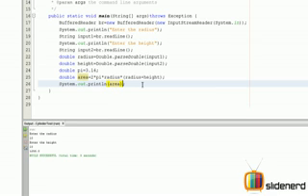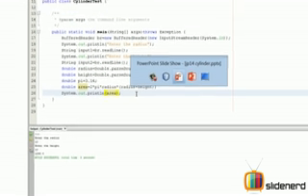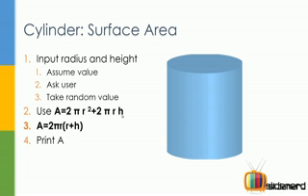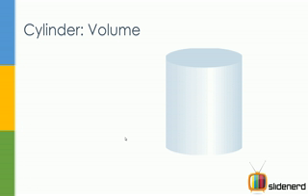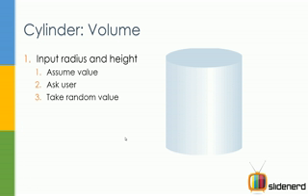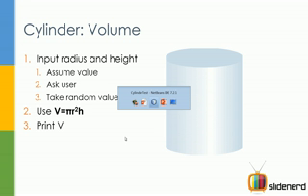Now let's go to the volume of the cylinder. Let's get this over with. So now the volume is the same stuff. You have input. There are three things you can do: assume the value, ask the user, or take a random value. We use the formula V is pi r square h. Pretty simple compared to the last formula, right? And then we simply print it. Let's do this.